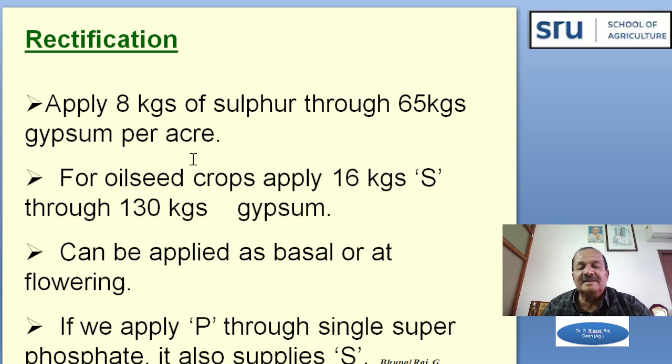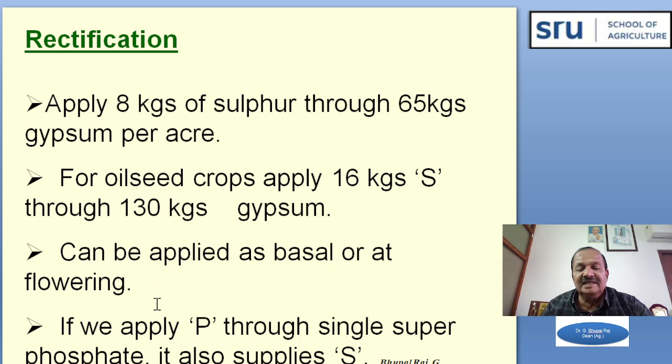For oil seed crops, it is the general recommendation. For oil seed crops, we need more sulfur to improve the oil content in the seeds. So that's why we require double the dose of the sulfur recommendation. That is 16 kg of sulfur for oil seed crops, which we can supply through the application of 130 kg of gypsum per acre. Gypsum can be applied as basal and also at flowering. For example, for groundnut, the application of gypsum is recommended during flowering.